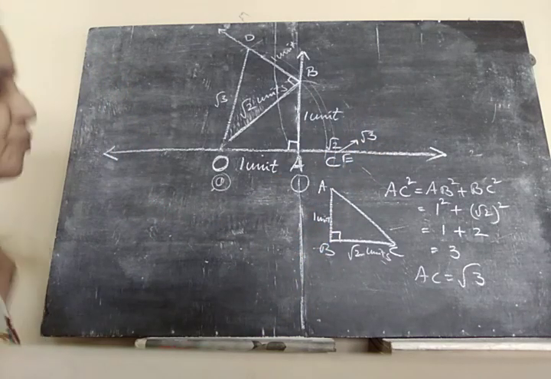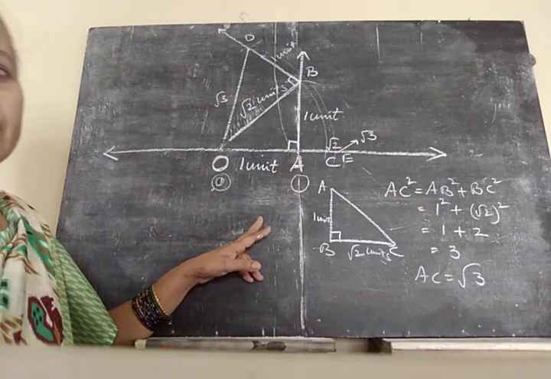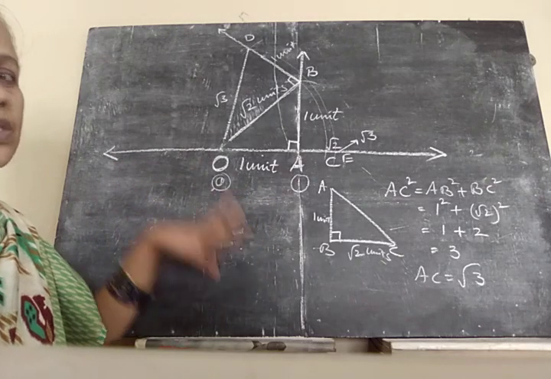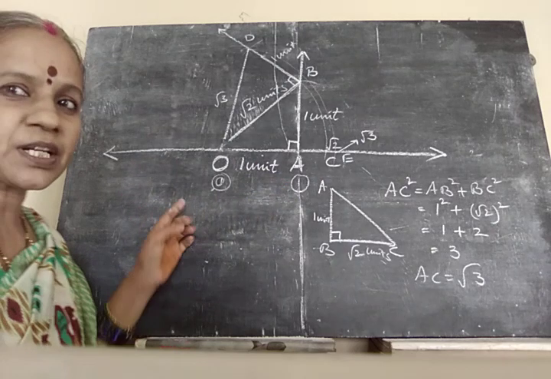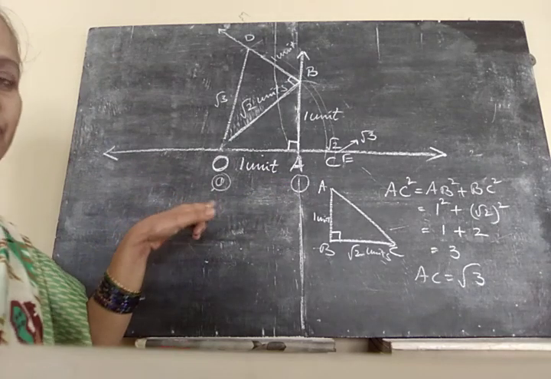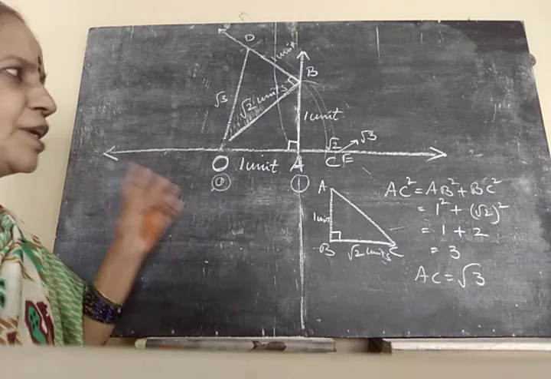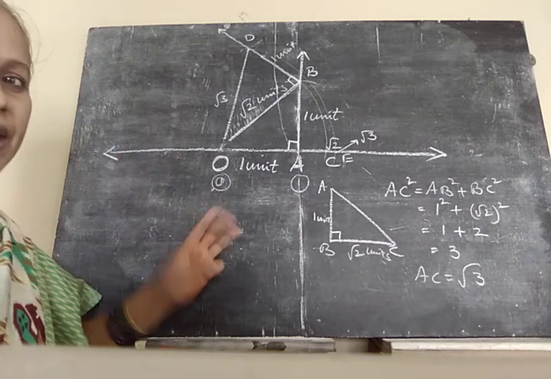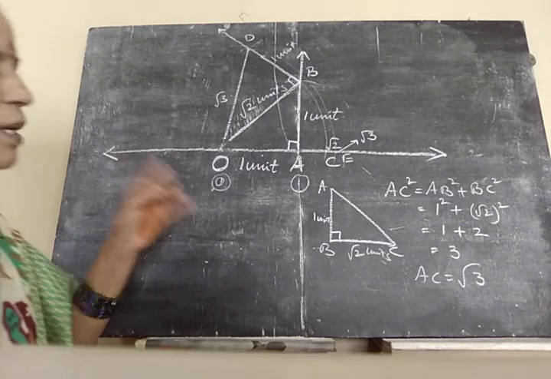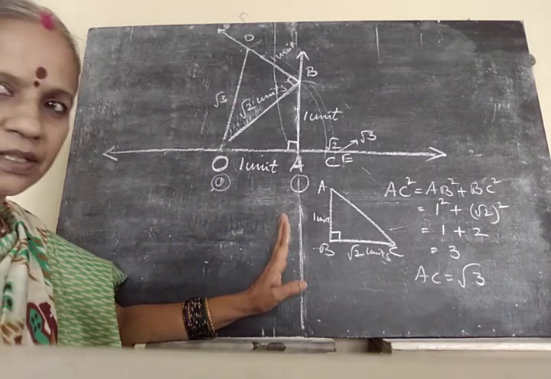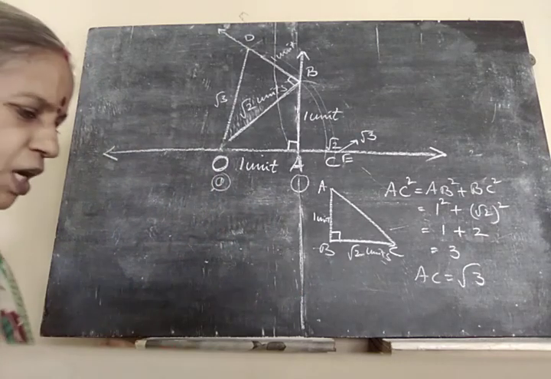Understood children? So like that you can represent all the irrational numbers also on the number line. So that's why they are called real numbers. Real number means we can represent on the number line. So rationals we can represent on the number line, and irrationals also we can represent like this method. Understood children?